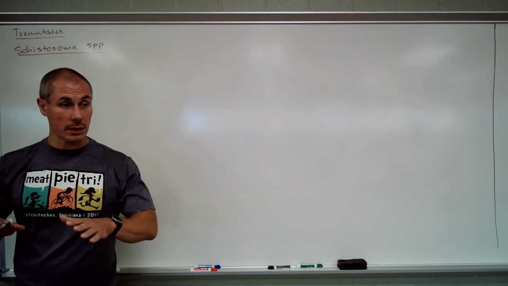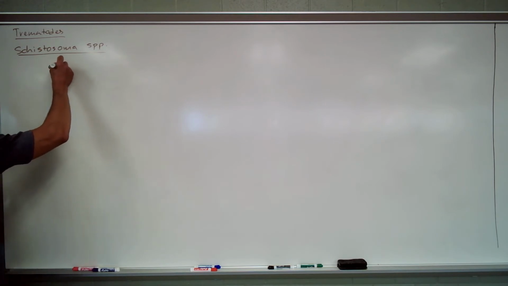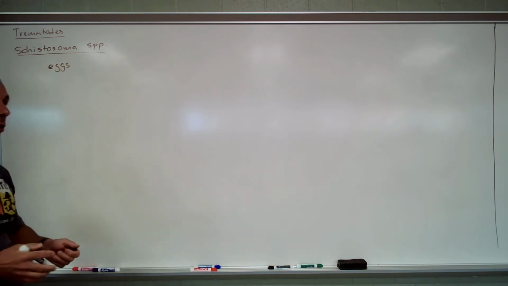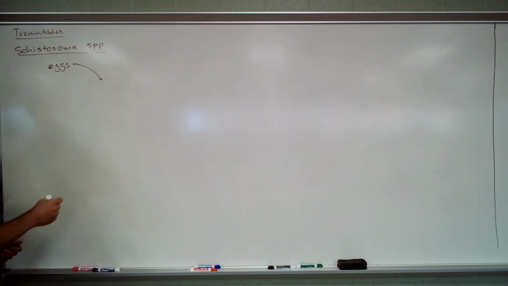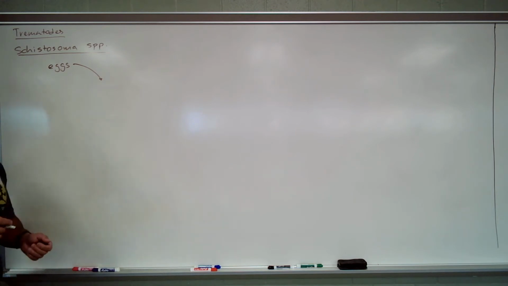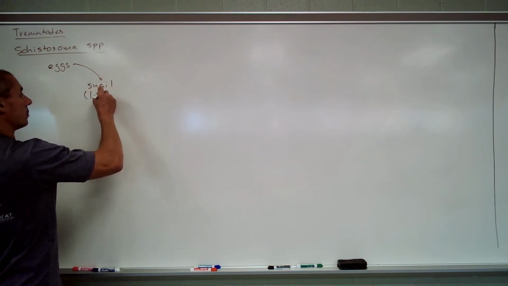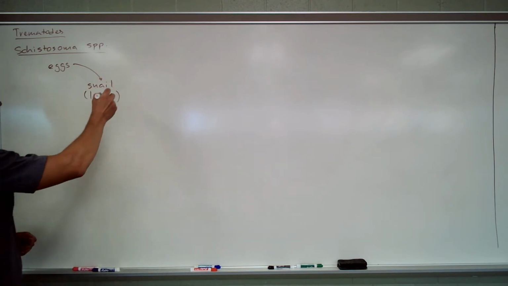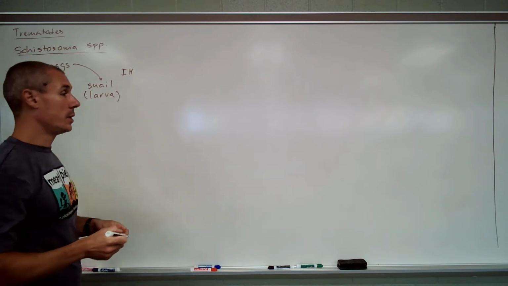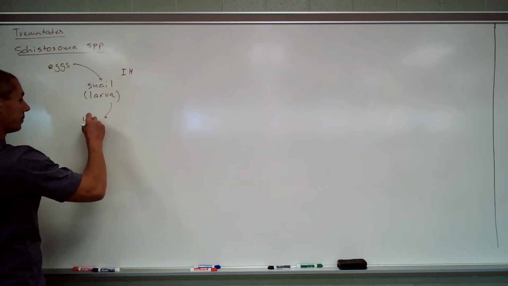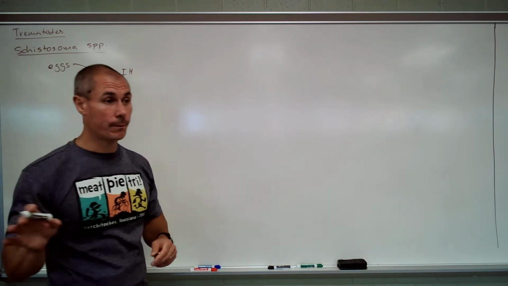So let's talk about life cycle. It's all going to be based on life cycle. As usual, we start with eggs. Eggs in the soil, eggs in the water, basically from the fecal matter. They get consumed and hatch into larvae in the snail. So the snail in this case will be the intermediate host right away. Now snails release larvae in the water. Are you with me so far?